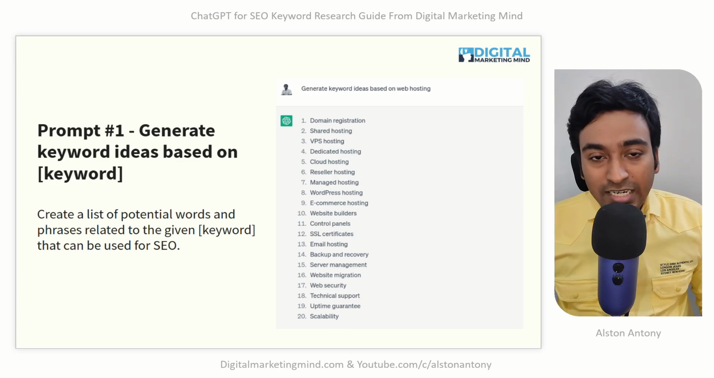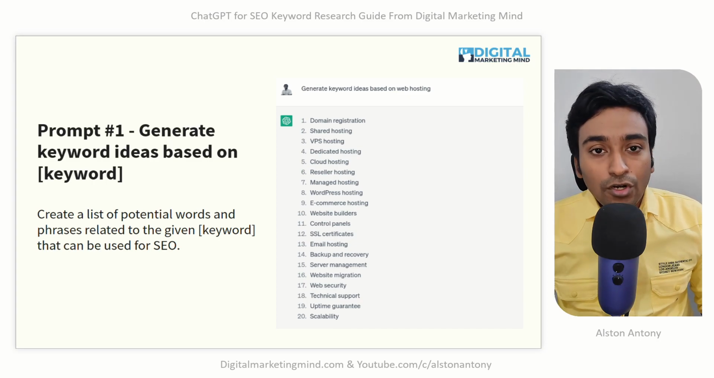Okay, without any further ado, let me directly get into the first slide, which is prompt number 1. Generate keyword ideas based on your topic. This is the most common way of using ChatGPT. Simply go into ChatGPT and type this prompt and it will generate keyword ideas based on your main topic.